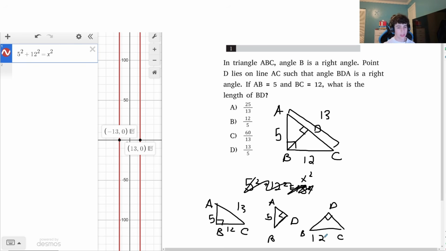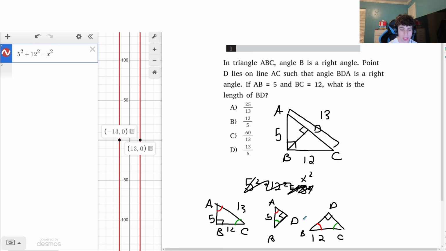Now, how do I know that these are all similar? Well, that's because if I look at these two triangles, they both have a right angle and they also both have angle A. So those two triangles are similar. Now, if I look at the left and right triangle, they both have angle C. So they're also similar because they also share two angles, which means that these two triangles are also similar. This is going to have that green angle, and then this is going to have that red angle.